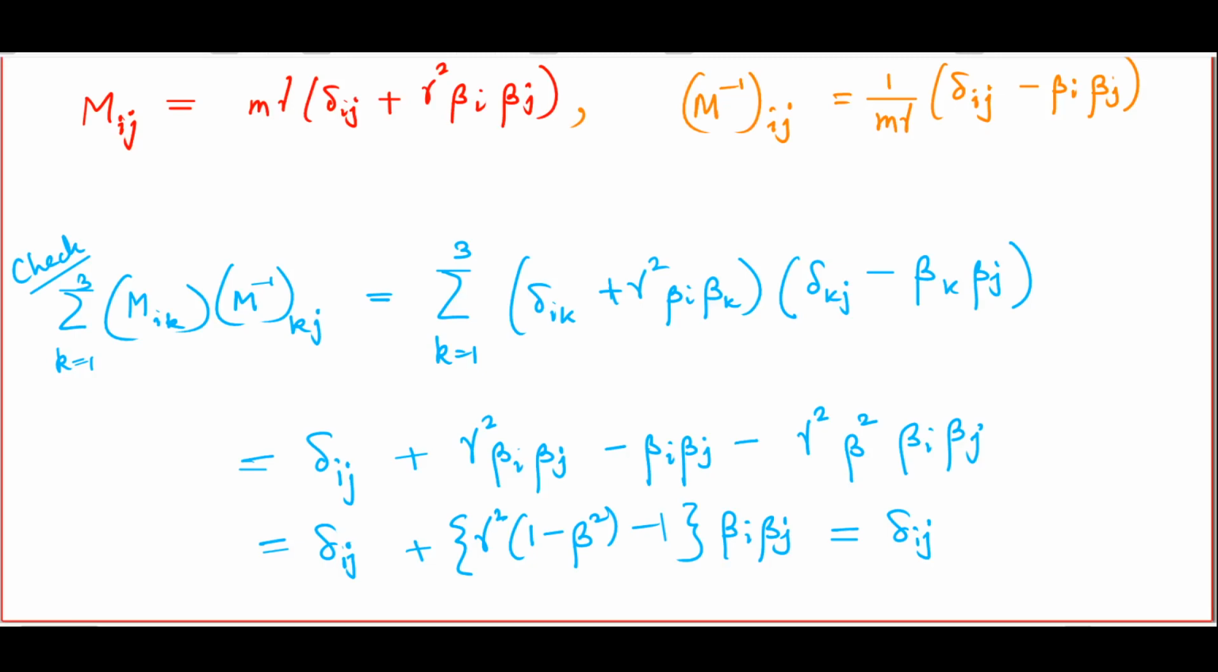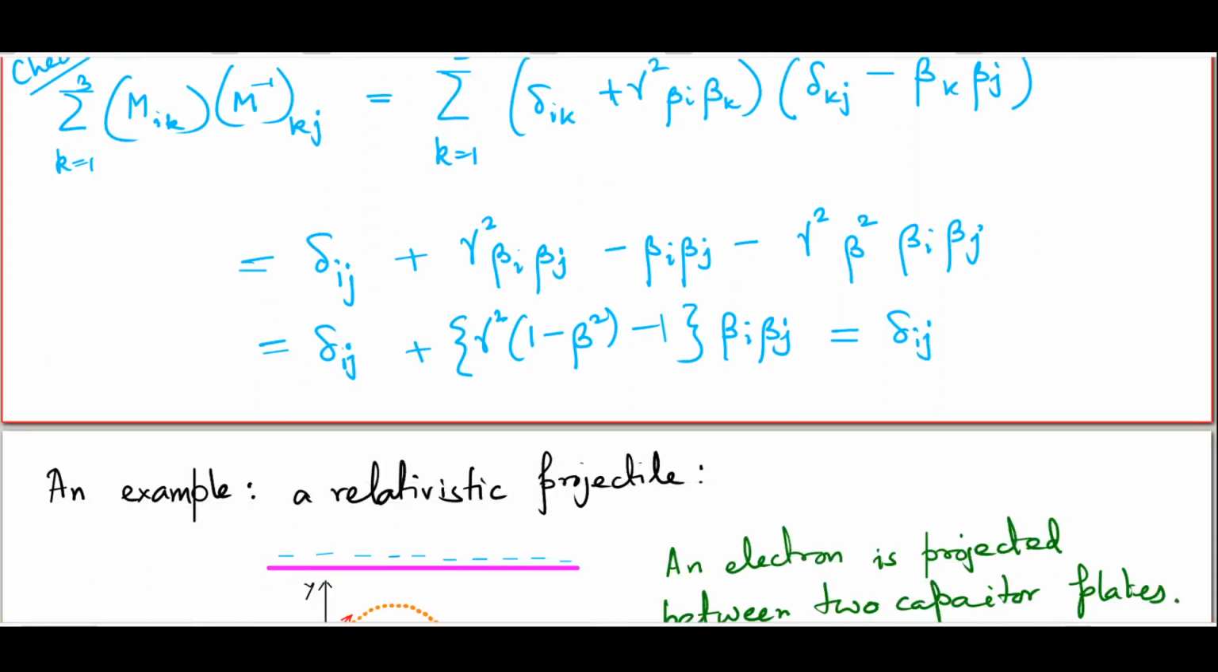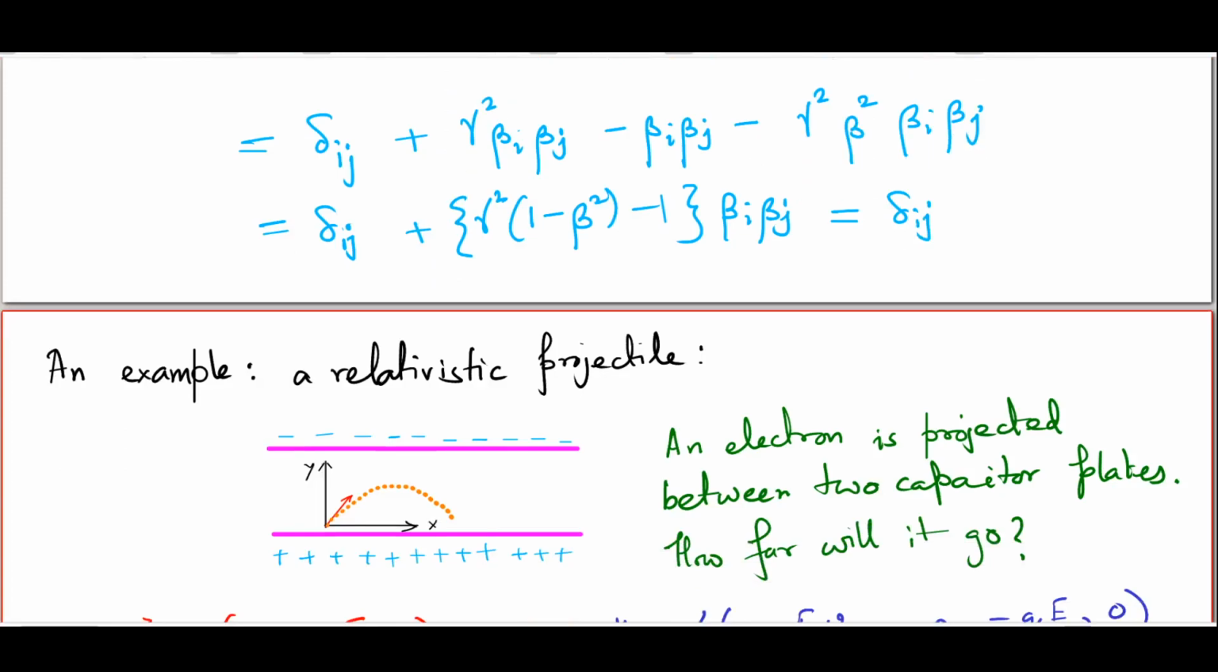Today, the example that I'm going to talk about is a very simple one, that of a projectile moving in 2 dimensions. A very familiar problem from class 12, but this time we are going to assume that the projectile is moving fast enough that relativistic effects become important. So our setup is as follows. We have an electron which is projected between two capacitor plates. Capacitor plates are uniformly charged, and I have deliberately drawn the positive plate below in the picture so that when the electron is projected upwards, it gets bent down by the force and ultimately comes back to the plate.